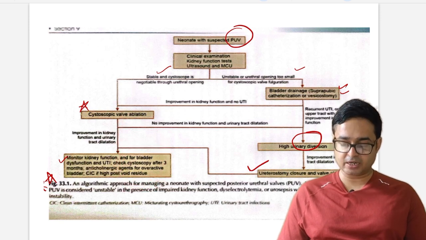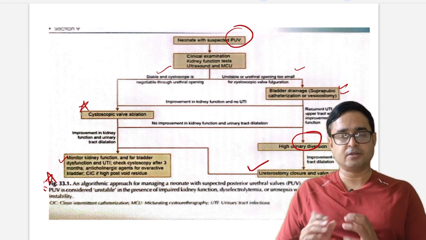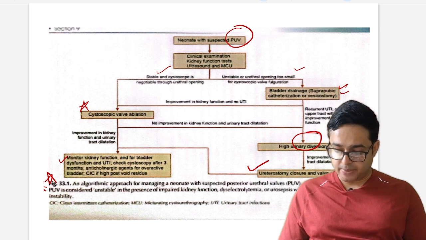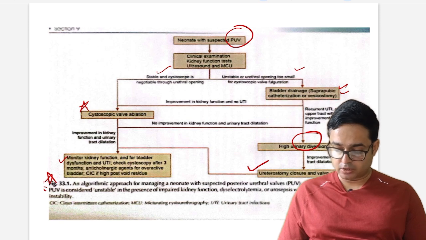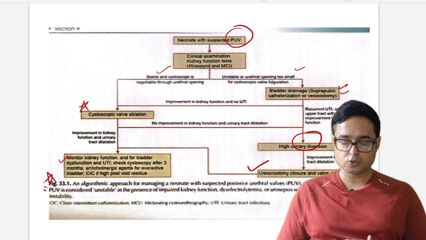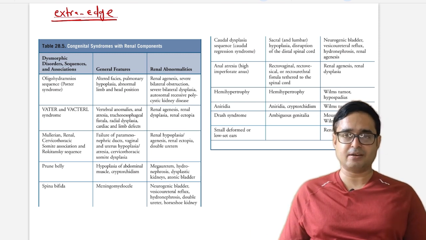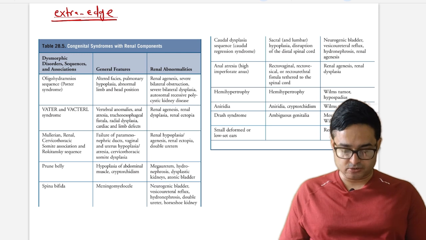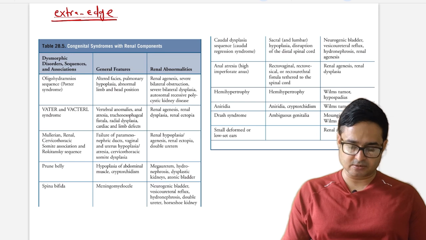But if your neonate is unstable and the urethral opening is too small to pass a catheter for fulguration, what will you do? Bladder drainage by suprapubic catheterization or vesicostomy. Okay, so you have to do high urinary diversion and ureterostomy closure later. So this is how we will manage PUV surgically. Okay, extra, I'm discussing. Some syndromes are associated with renal abnormalities in children. This is extra. If you want to cover this, it's good enough. Otherwise, what we have discussed is good enough for the exam.